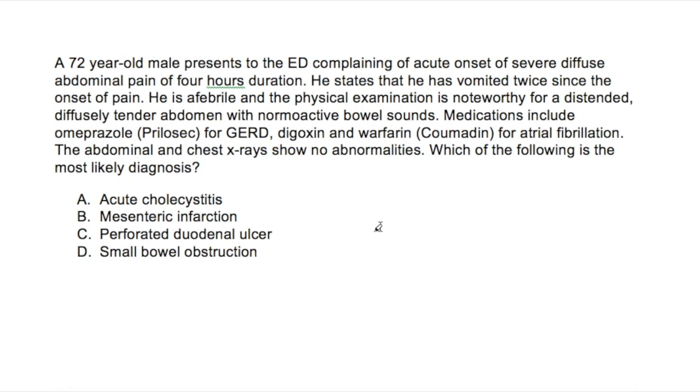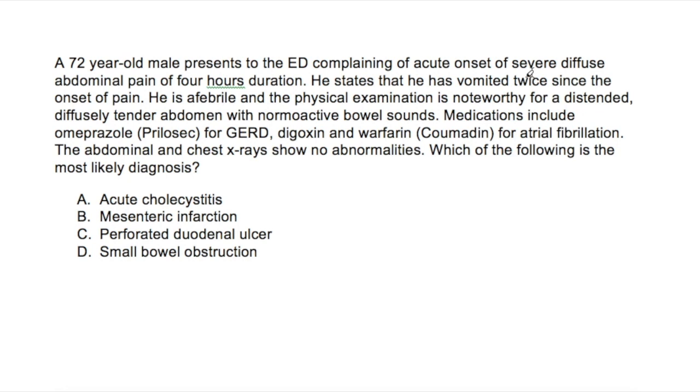Okay, and lastly, let's take a look at a vignette. A 72-year-old male presents to the ED complaining of acute onset of severe diffuse abdominal pain of 4 hours duration. He states that he has vomited twice since the onset of pain. He is afebrile, and the physical exam is noteworthy for a distended, diffusely tender abdomen with normal active bowel sounds. Medications include omeprazole for GERD, digoxin and warfarin for aFib. The abdominal and chest x-rays show no abnormalities. Which of the following is the most likely diagnosis?